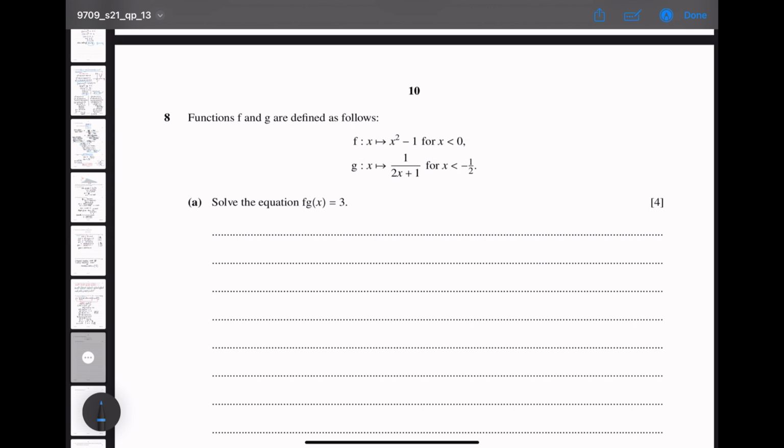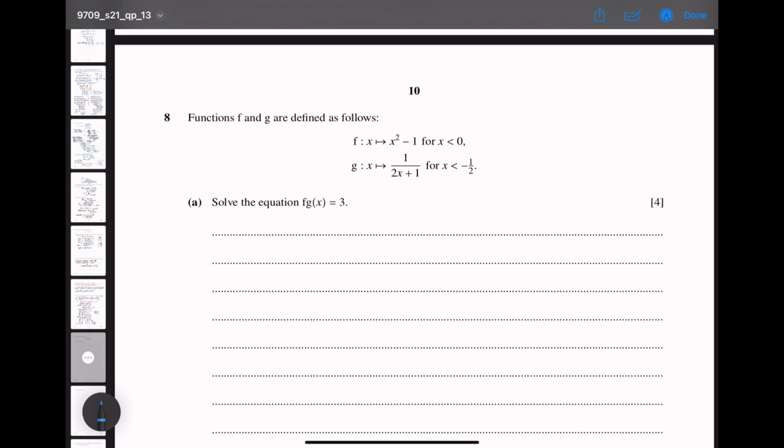Question 8. Functions f and g are defined as follows. f(x) is equal to x squared minus 1 for x less than 0. This is the domain of the function f(x): x is less than 0.